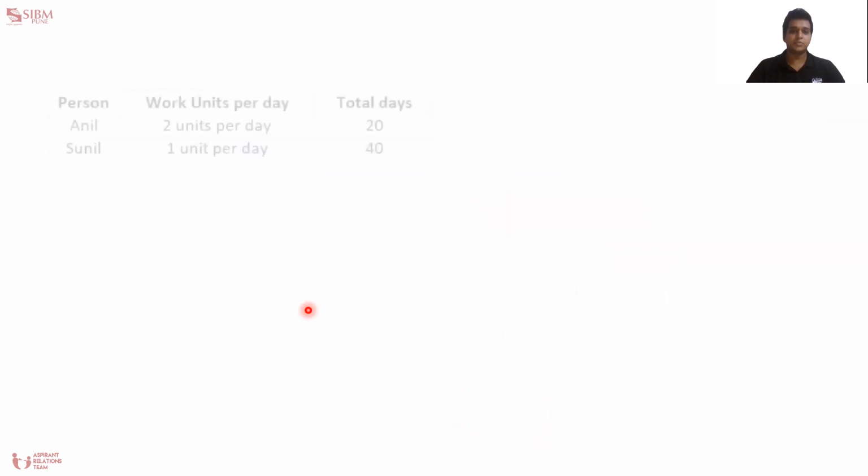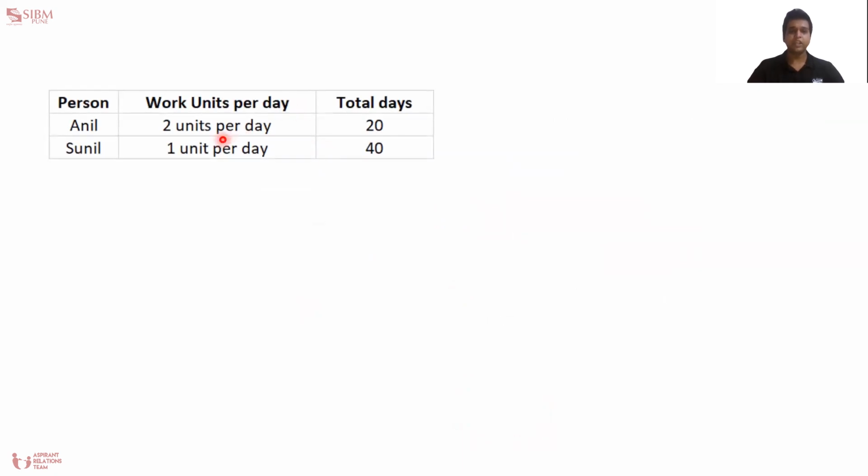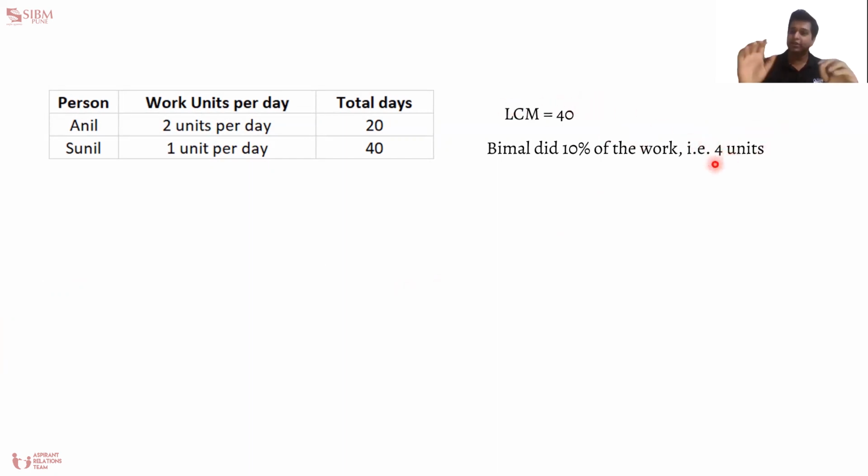Once again, we first put down the data provided. Anil can complete the work in 20 days and Sunil in 40 days, and the LCM of 20 and 40 is 40. So per day, Anil can do 2 units of work and Sunil can do 1 unit. But there's a peculiar bit of information in the question: Bimal does 10% of the work. That is, Bimal does 4 units, since 10% of 40 units is 4 units. Let's park that information aside and use it as and when we require it further in the problem.